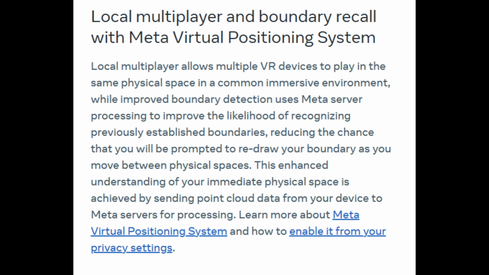The next update is about what they call the Meta Virtual Positioning System. So this is a virtual positioning system to help better determine your position in your environment. So if you ever have issues of leaving your living room where your boundary was set up and coming back and then having to redraw your boundary, I think this would be something good to enable. This is available in your privacy settings, and I think this is a new feature that they're developing to help do the tracking system for your boundaries to where it will be a little bit more consistent. Overall, this wasn't a huge update, especially in comparison to V64.